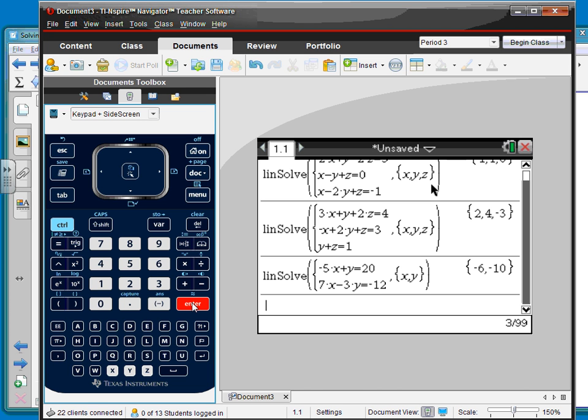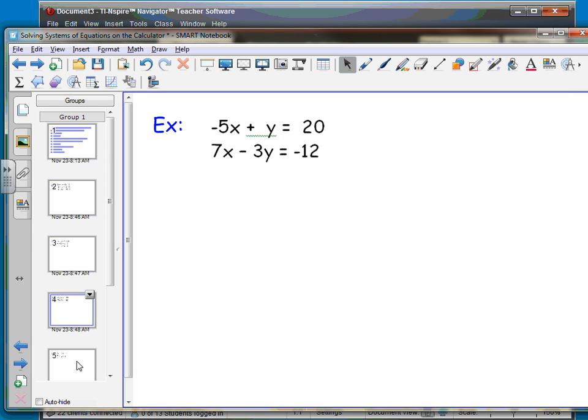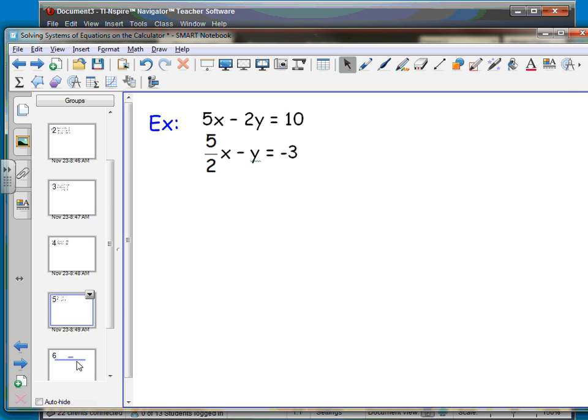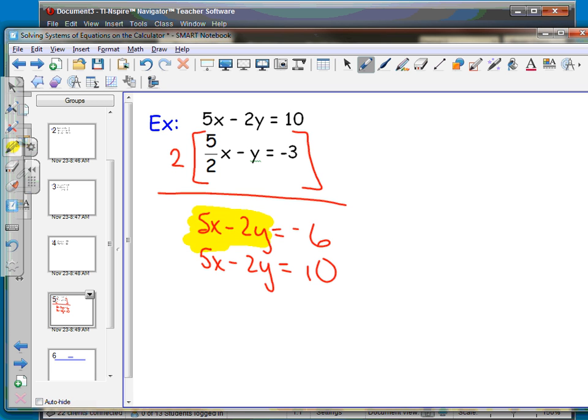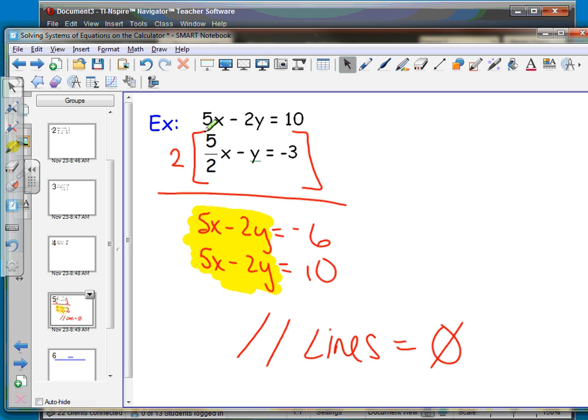Now, I have shown you 3 normal ones. What happens if you don't have a point of intersection? Will the calculator give you that? Well, let's try it. My next example is 5x minus 2y is equal to 10, and 5 over 2x minus y is equal to negative 3. If I were to multiply this bottom equation by 2, I'd have 5x minus 2y is equal to negative 6. Notice that these look exactly the same on the left-hand side, but the right-hand side is not, which tells me these are parallel lines, which means I should have no solution. So is the calculator going to be smart enough to know that there's no solution?